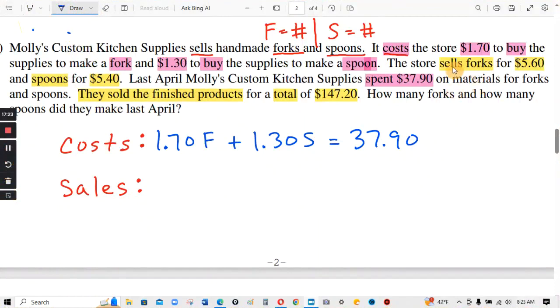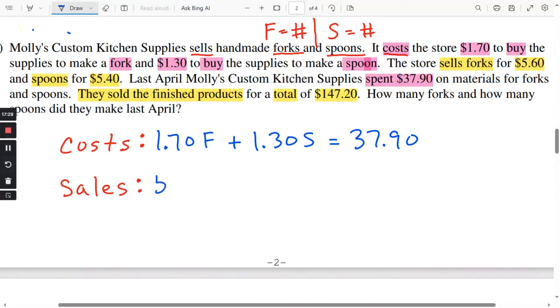All right, so each fork sold for $5.60. So if you take $5.60 times the number of forks, that's going to be the total sales for forks. And if you take $5.40 times the number of spoons, that's going to be the total sales for spoons. And when they sold everything, they made $147.20.